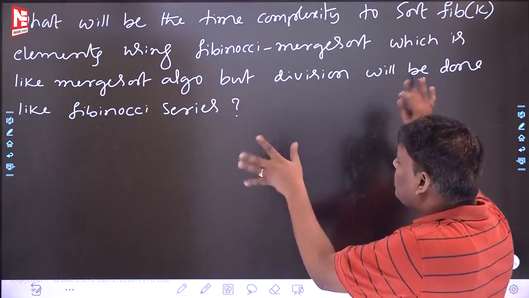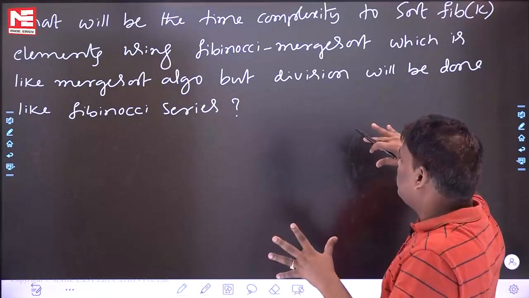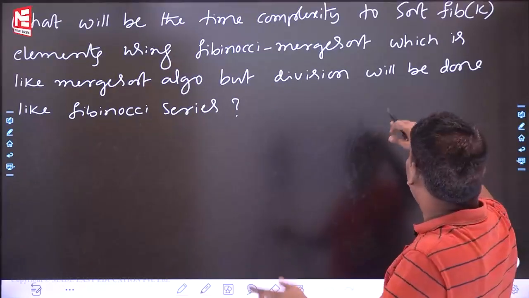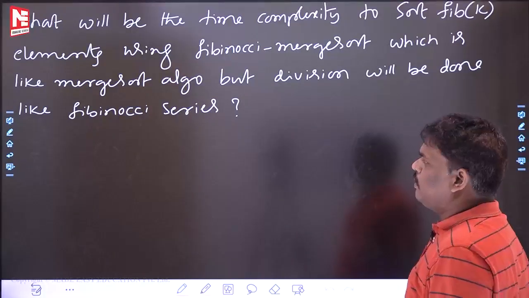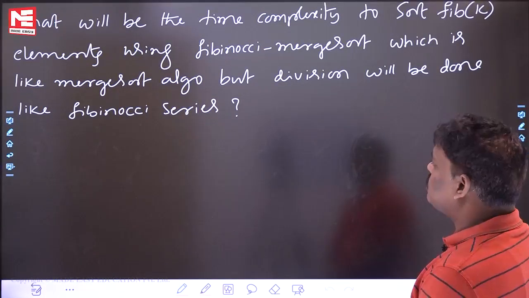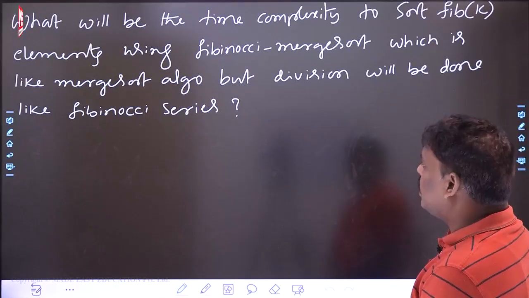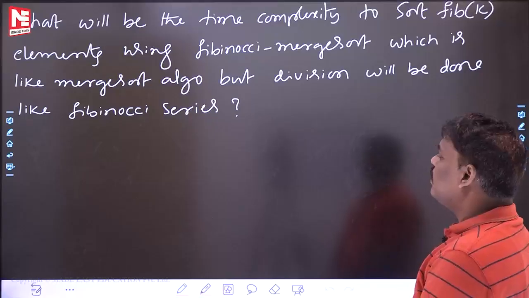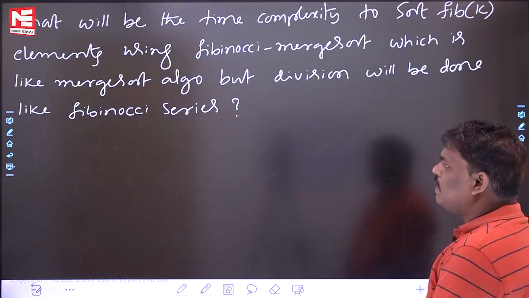I wrote roughly one problem there in the previous paper. That problem I want to explain to you. Once again let me read. What will be the time complexity to sort Fibonacci k elements using Fibonacci merge sort, which is like merge sort algorithm, but division will be done like Fibonacci series. The problem is directly like this.